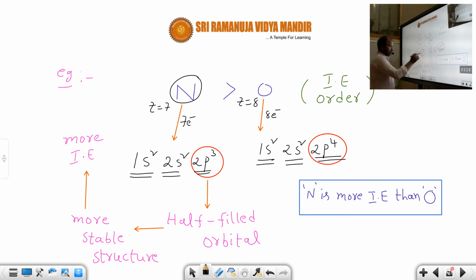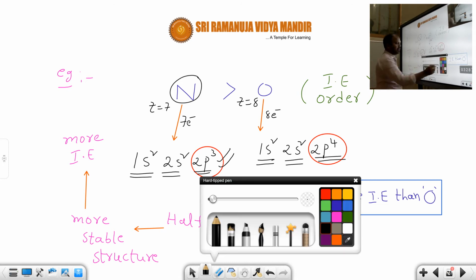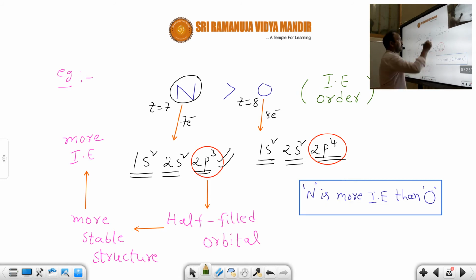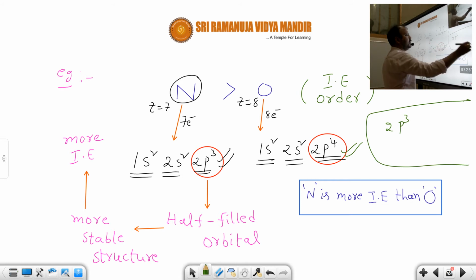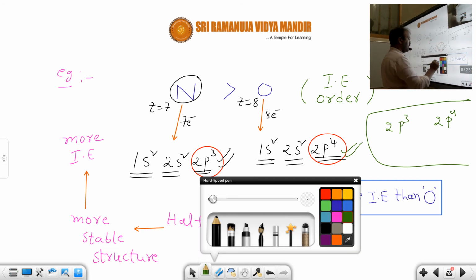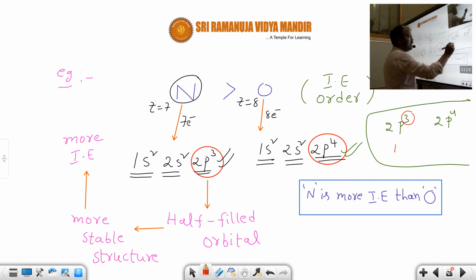So what will be there according to nitrogen? 2p3. According to oxygen? 2p4. So p contains how many electrons? In the case of nitrogen, p contains 3 electrons. This is oxygen. P contains how many electrons here? 4 electrons. So p3, p4.